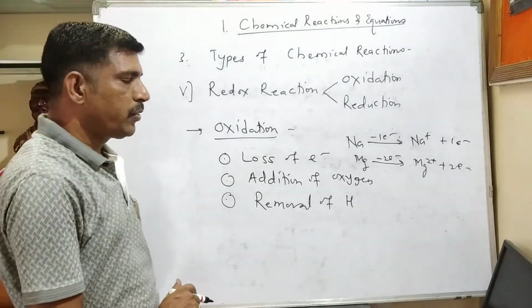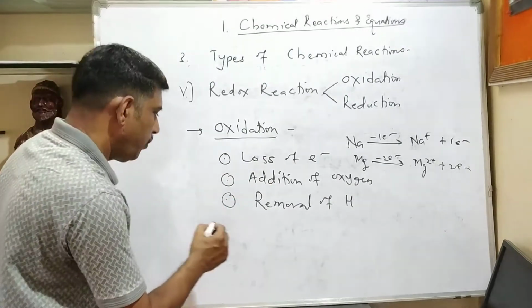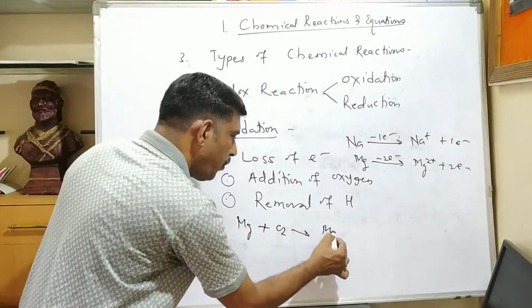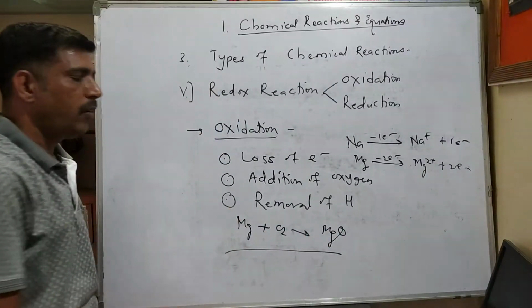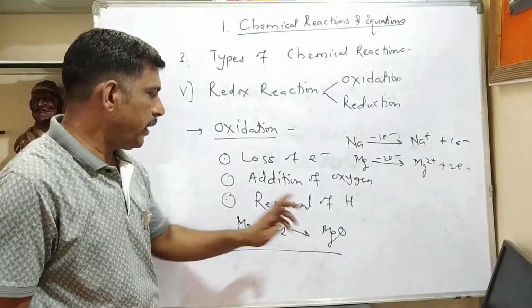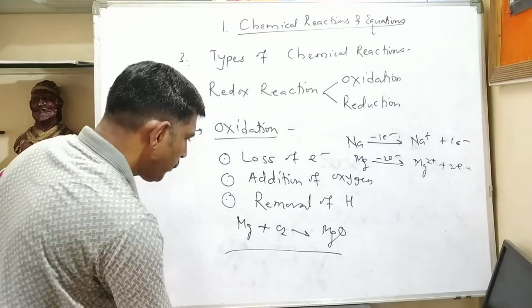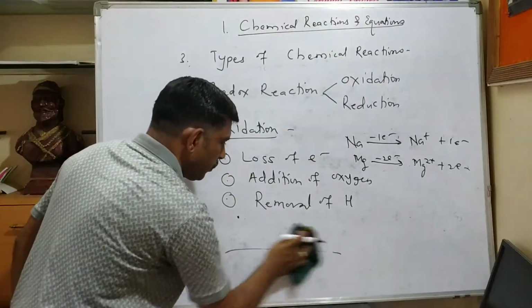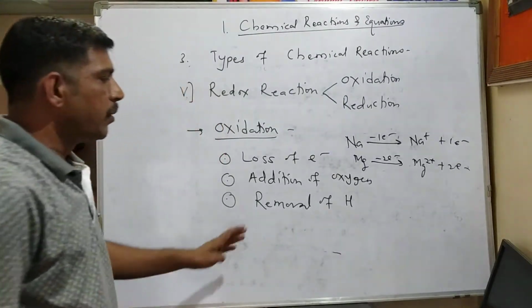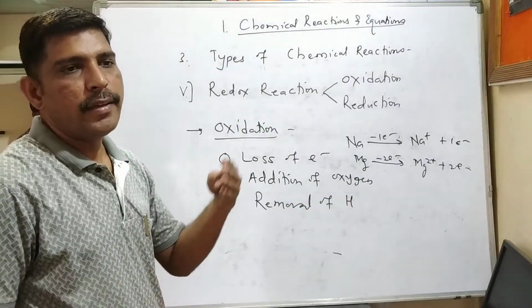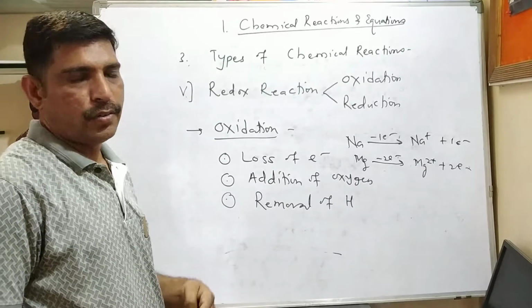Then addition of oxygen. For example, magnesium reacts with the oxygen, we get the magnesium oxide. Here the oxidation reaction takes place. Addition of oxygen in the magnesium. Okay. And the third is that removal of hydrogen. That's in some reaction, if we remove the hydrogen, then it is also called as the process of oxidation.